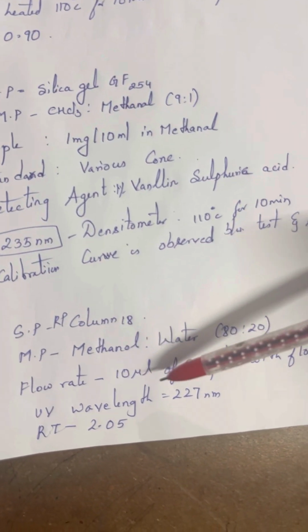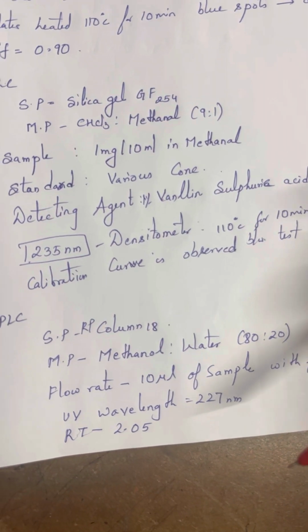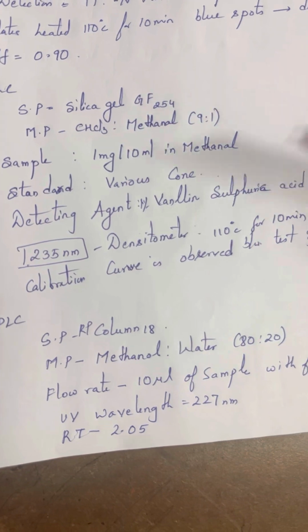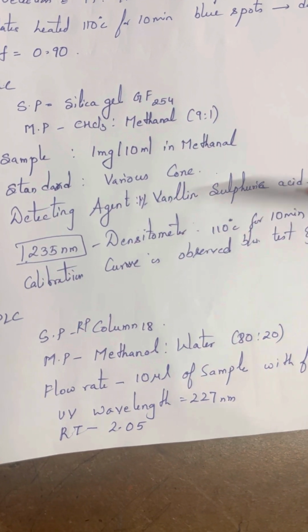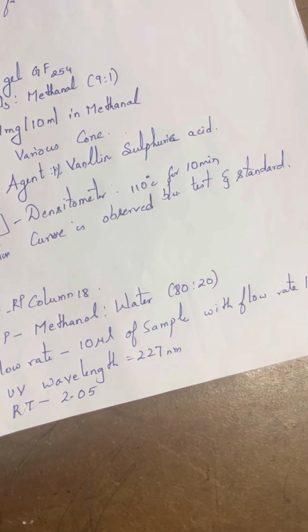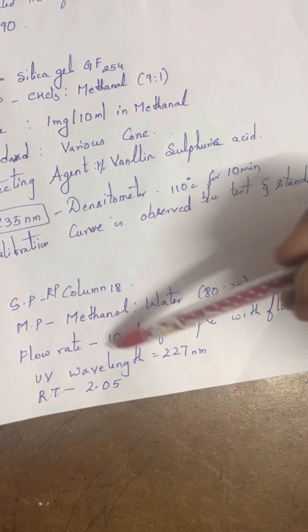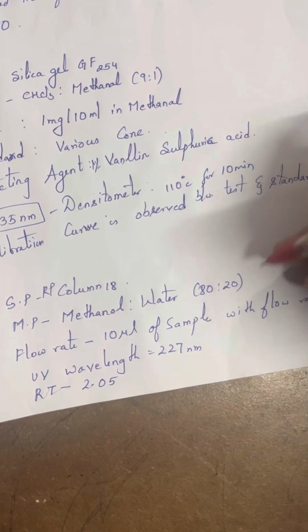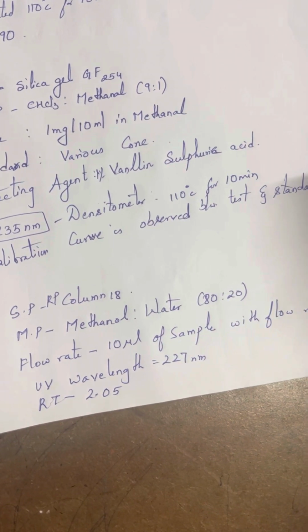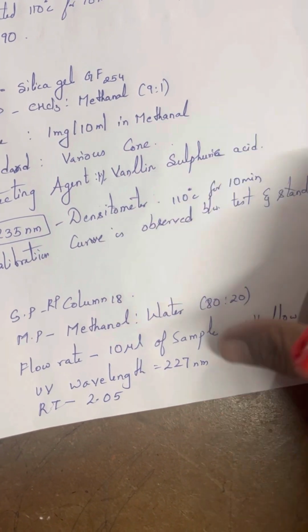Flow rate: here we do the injection, right? An injector is present, which injects the sample into the column. Here, 10 μl of sample is injected with a flow rate of 1 ml per minute. And the UV wavelength is 227 nanometers. Finally, you compare the peaks of the sample and the standard, and you get the retention time of 2.05. That is about the HPLC method.